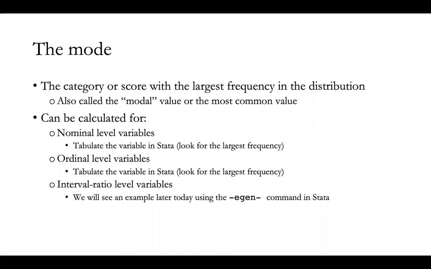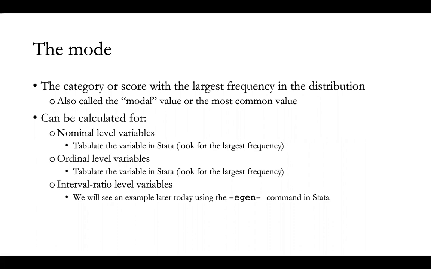Start with the mode. The mode is a category or score that's going to have the largest frequency in a distribution. So in chapter 2, we introduced frequency distributions, where we tabulate how many observations there are per category. The way to know that you're looking at the mode is the most common value. What comes up the most?